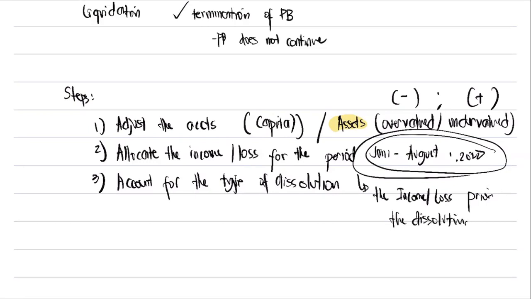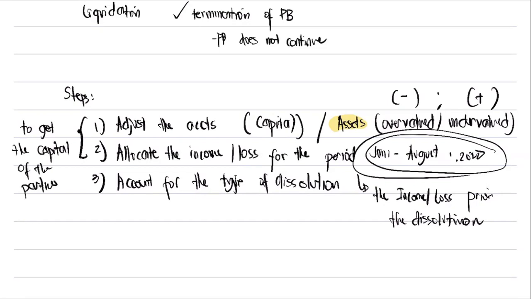So whatever is the income or the loss prior to the dissolution, from January 1 to August 1, 2020, we will account for that by distributing it to your partners. And then after that, we account for the type of dissolution. So what is the use of your number 1 and 2? To get the capital balance of the partner.